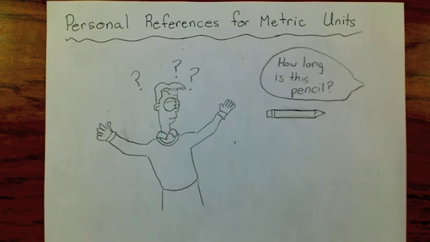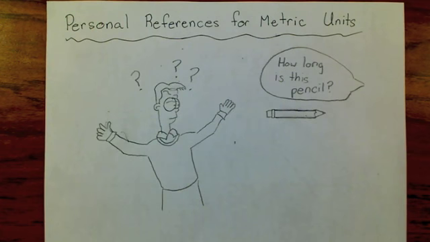Today we're going to be talking about personal references for metric units. Now, first of all, why would you ever need a personal reference for any metric units? Well, let's say somebody came up to me and said, how long is this pencil? If I have a ruler in front of me, that's pretty easy. All I do is take the ruler and I can measure it. But let's say I don't have anything in front of me. How do I estimate exactly how long that is? Well, a personal reference can help.